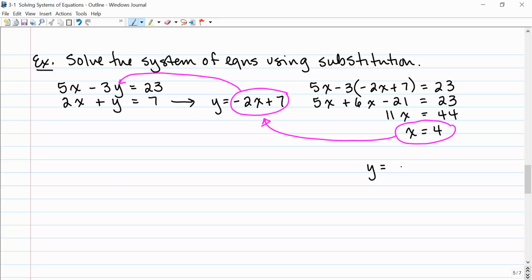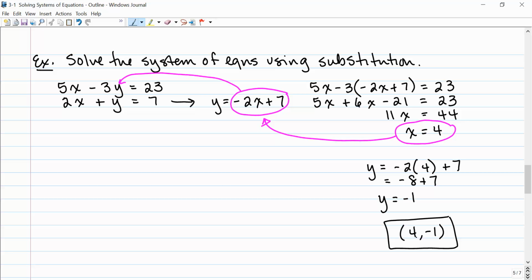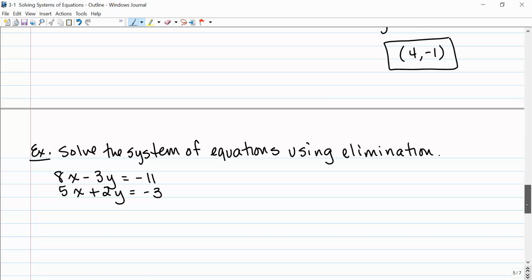So y equals negative 2 times x, which is 4, plus 7, or negative 8 plus 7, or y equals negative 1. And my final answer is the ordered pair (4, negative 1). Recall again that that is the x and the y that make both of those equations true. And actually you could check by plugging in 4 for x and negative 1 for y into each equation and make sure that both are true.